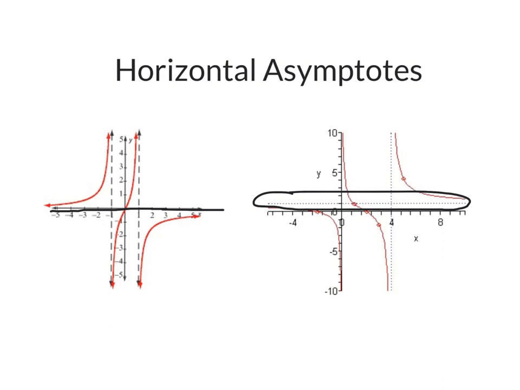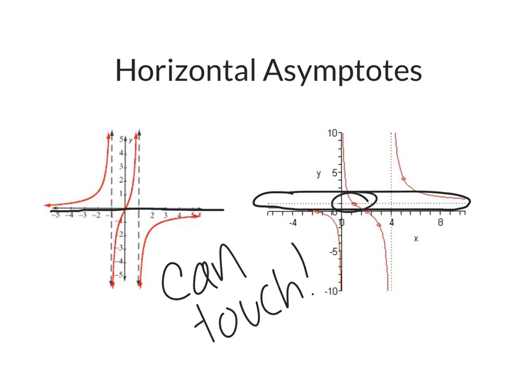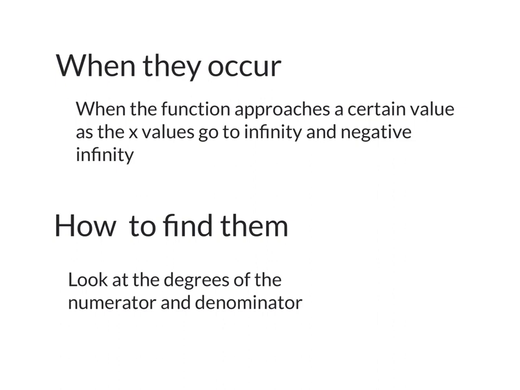The big difference between horizontal asymptotes and vertical asymptotes is that the graphs can touch. They're allowed to touch. You can see that it's touching here. In some cases, a graph could look like this, and you'll see this in pre-calc, where it oscillates and there's a horizontal asymptote. But either way, you see your graph approaching this value. They occur when the function approaches a certain value as x goes to infinity and negative infinity.